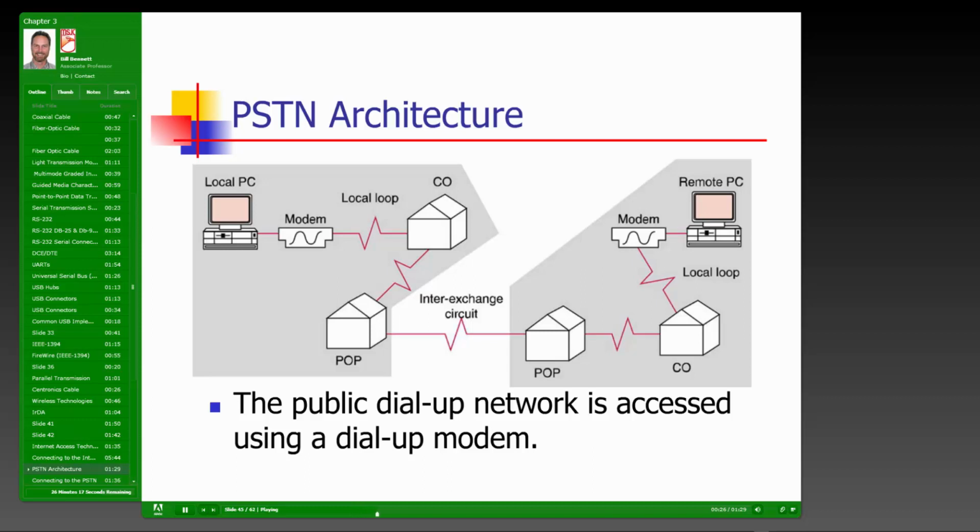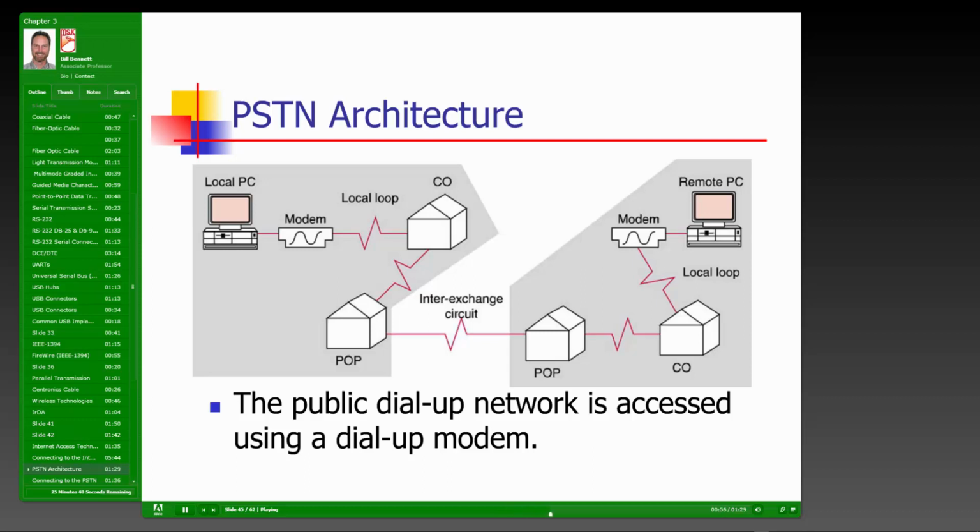The telecommunications company then, to get outside of their LATA, forwards their calls, transmissions, to a point of presence for a long distance carrier, also known as an inter-exchange carrier, or IXC. And then the IXC will forward to the appropriate LATA that we're trying to get connected to, and the POP that exists for them in that LATA. The POP again forwards over to the central office.